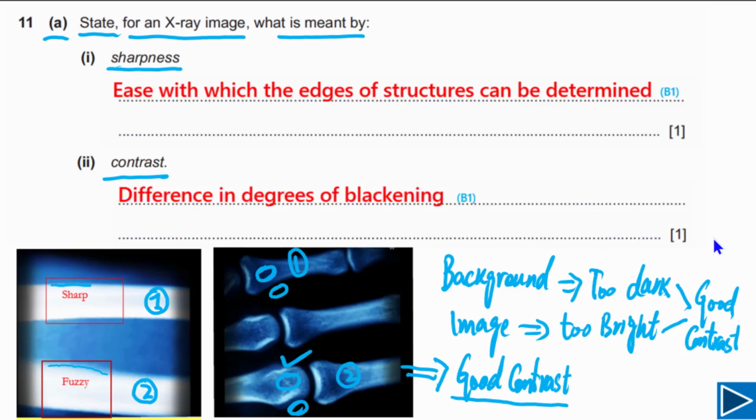This is how you can write down your answer. Simply you need to write down difference in degrees of blackening, and you will get 1 mark. And for sharpness, if you have written ease with which the edges of structure can be determined, or how well the edges of structure are defined, you will get 1 mark. So this is B mark, and this is also B mark. I hope that it is clear to you now what is sharpness and what is contrast. Very common question. Most of the time in past papers they will ask you what is sharpness, what is contrast, and this is how you can define.